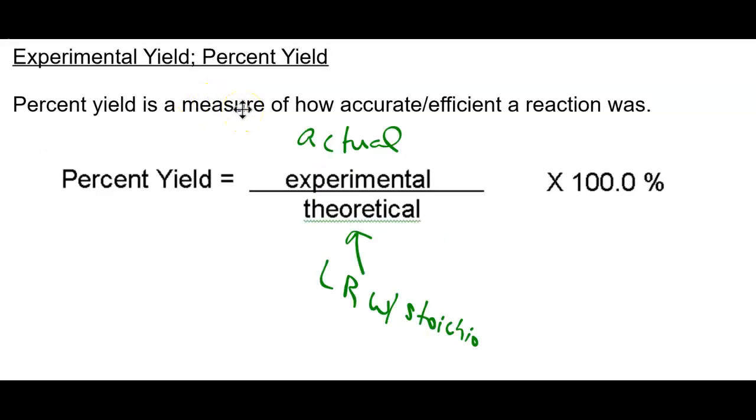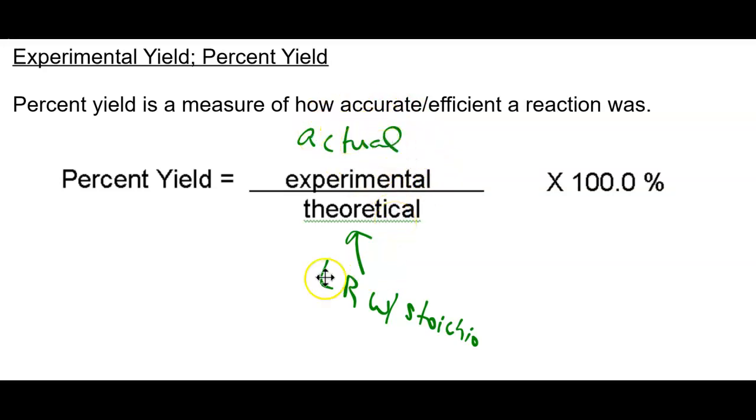Percent yield. Percent yield is how much we yield from the reaction. How accurate or efficient is the reaction? So percent yield is going to be experimental over theoretical times 100. Sometimes the word experimental can be used as the word actual. What did I get in the experiment? What did I actually get in the experiment? That's what you're thinking of when you think of these two terms.